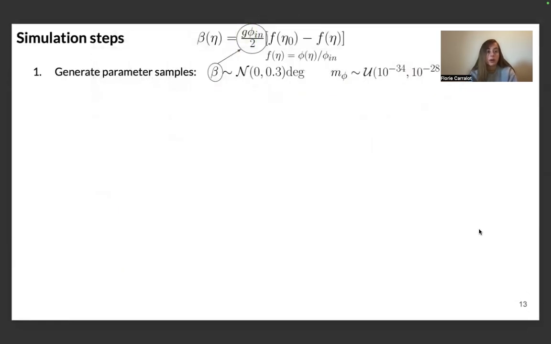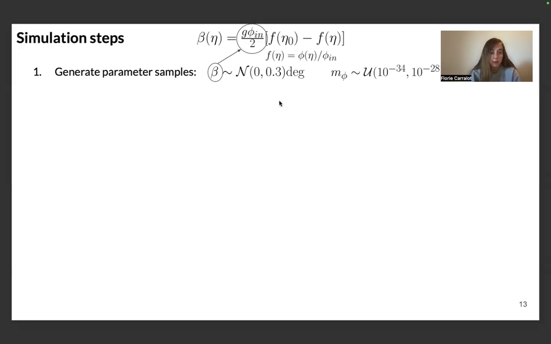So now I will go through the simulation steps that we did to apply this SBI framework to our problem. We started by generating parameter samples. Here we consider two parameters, the axion mass and beta. Here beta is not a time-dependent cosmic birefringence angle, but instead it represents the amplitude of cosmic birefringence, which is essentially given by the product of the coupling constant and the initial field value.